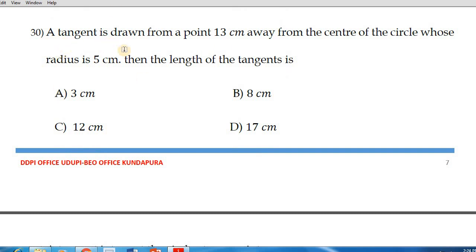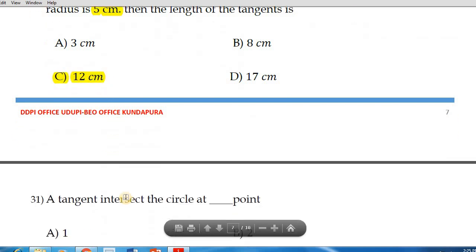Next, a tangent is drawn from a point 13 centimeter away from the center. Means there is a point which is 13 centimeter away from the center of the circle whose radius is 5 centimeter. Then the length of the tangent. So Pythagorean triplets. You want to use the Pythagoras theorem concept. If you know the Pythagorean triplets, easily you can answer. So 13, 5 and 12 are Pythagorean triplets. Means option C is correct.